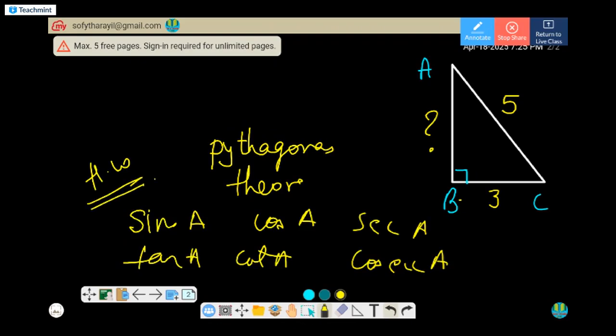Once this is done, then we will be taking all the different conversions and different values based on this. Rest will be continuing tomorrow, and tomorrow we're going to continue with trigonometry.